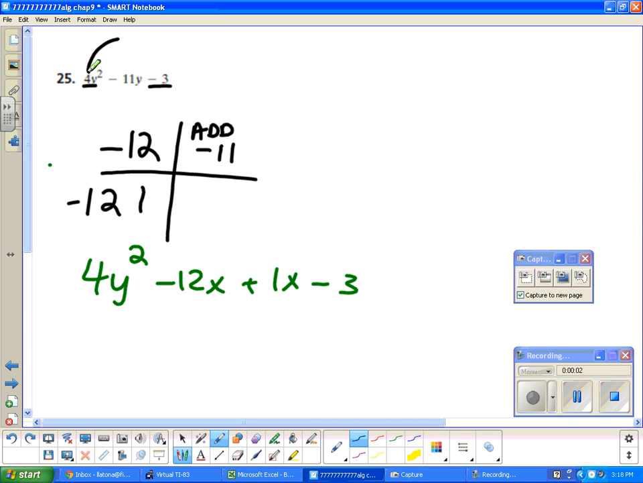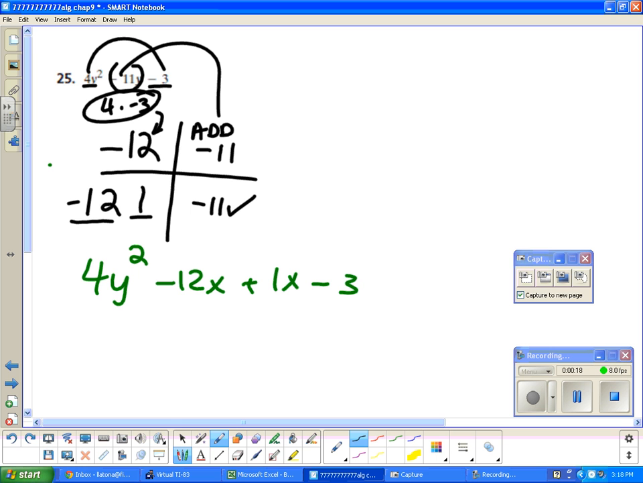We've already multiplied 3 times -4, or 4 times -3, and we got -12. And we take the center, which is -11, and we figure out what adds up to that, and that's -12 and 1, which equals -11. So we use that one.